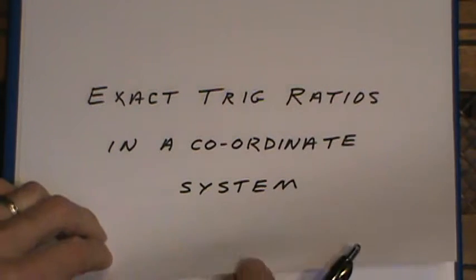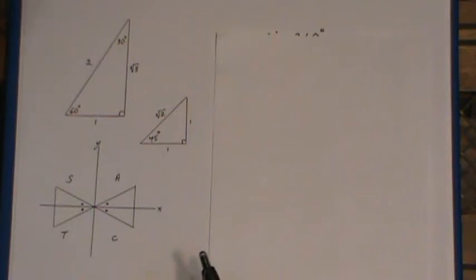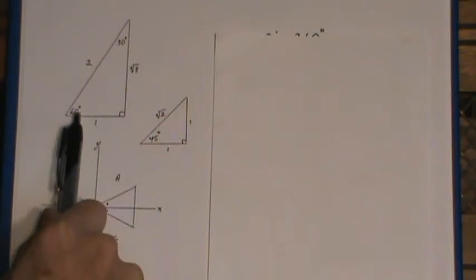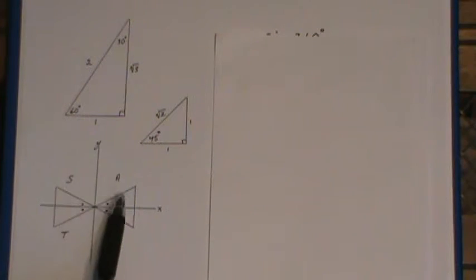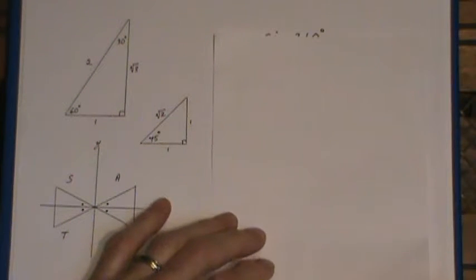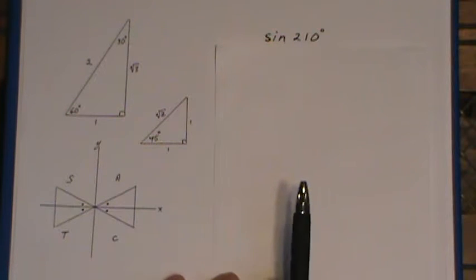In previous videos, I talked about the importance of learning the special triangles for 30, 60, and 45, and the CAST rule and the relationship between the different angles that result when you're winding an arm around in a coordinate system. Now, if you understand those concepts, this should be fairly easy.